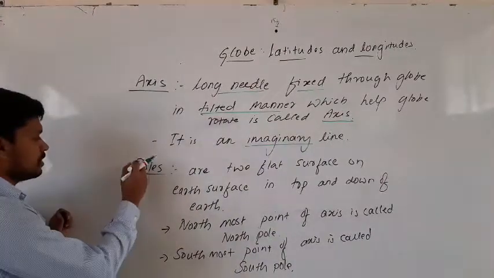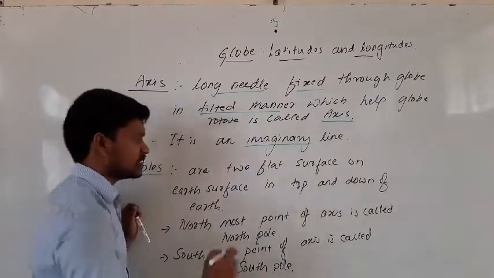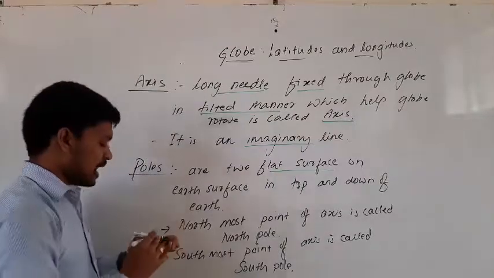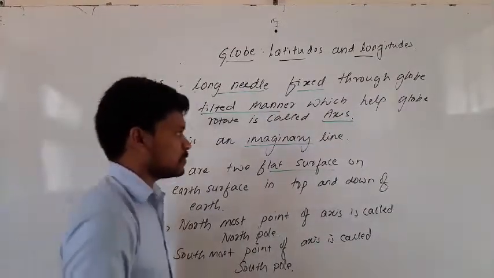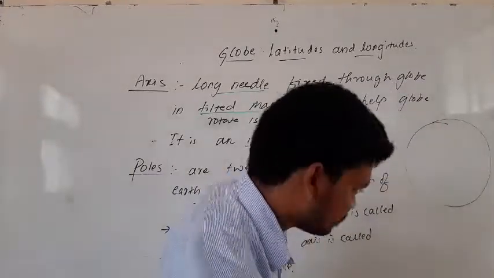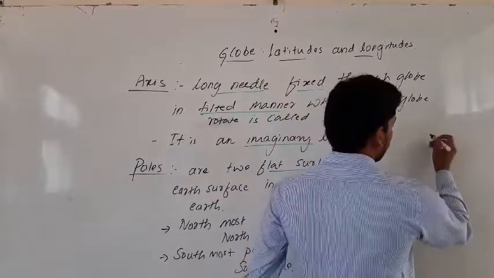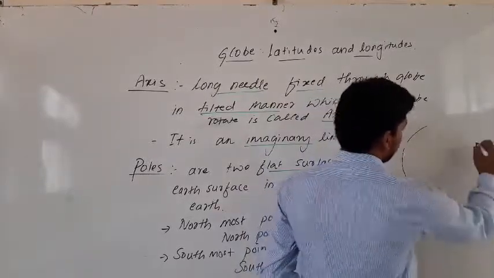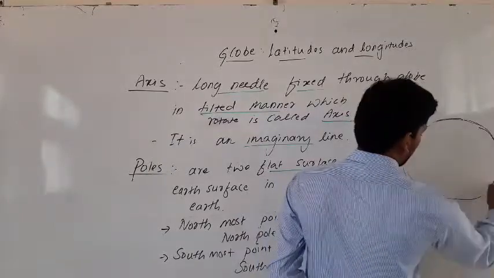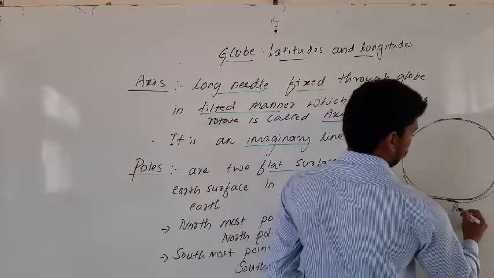The poles are the two extreme points in the northern side and southern side. The pole areas are flat surfaces. As I told you, our earth is not a sphere. It's a geoid, which means at the equator, in the center, it's bulged out, and at the top and bottom it is somewhat flat. So this flat surface is called the poles.